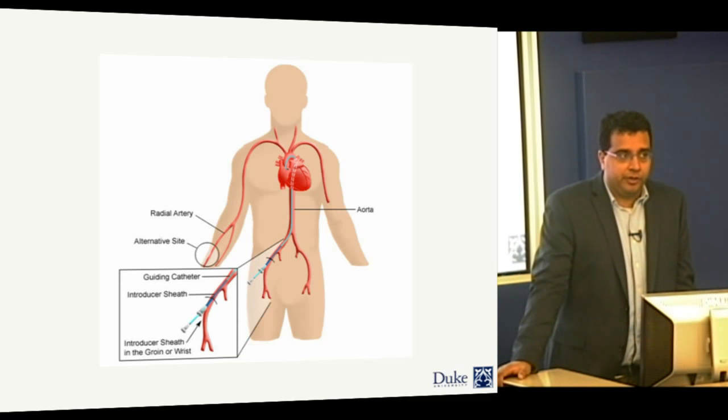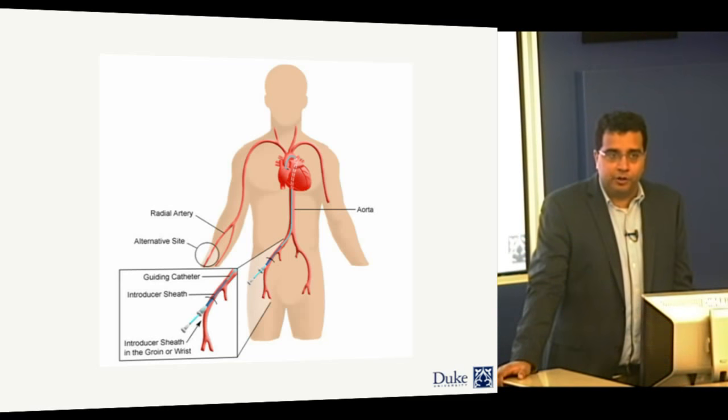We go through the radial artery. We use a basically inflatable balloon then to hold pressure, and we send people home the same day. All right. The risk of bleeding through that access site is much, much less. So that's the preferential site now for intervening upon cardiovascular disease.